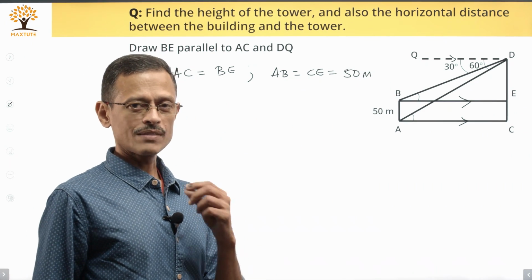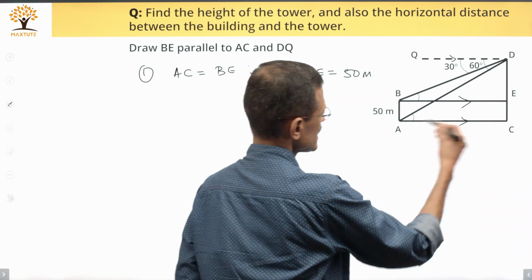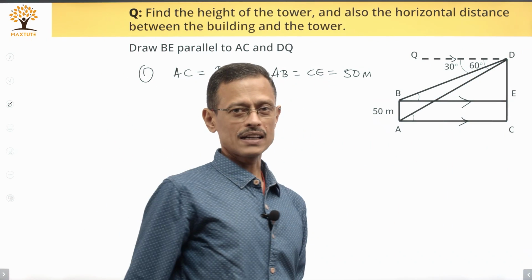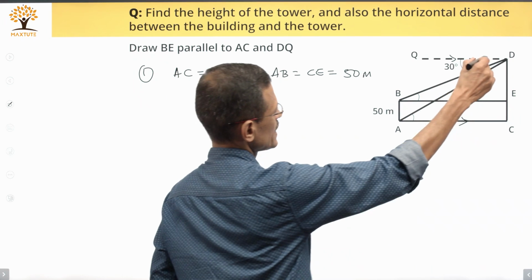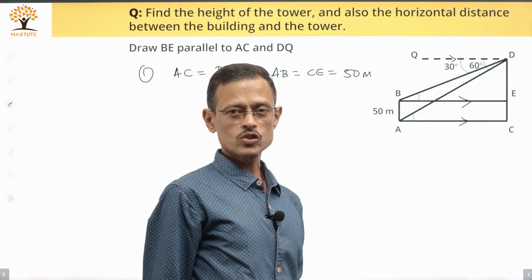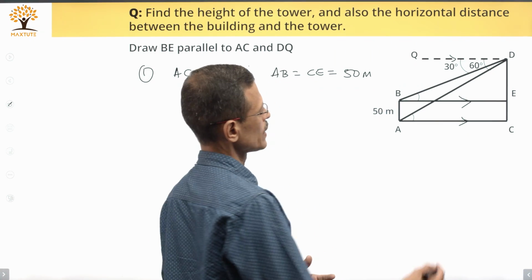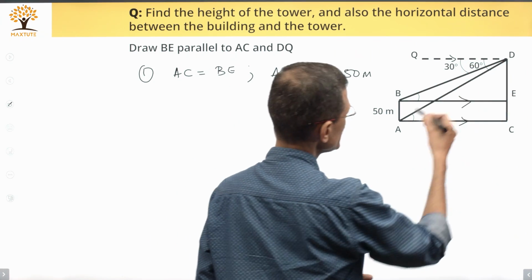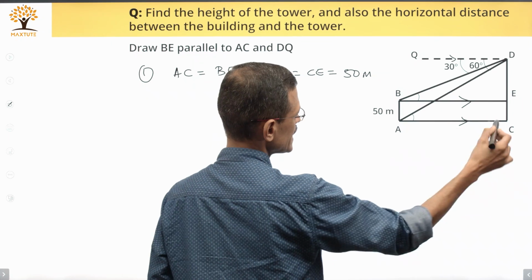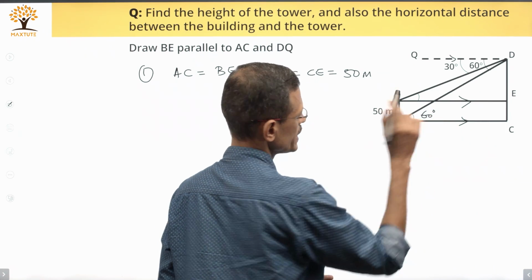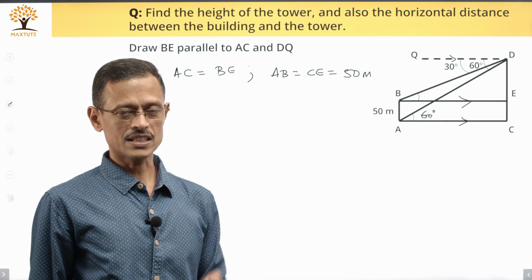Third, we will establish one more thing. AC and QD are parallel lines. We have a transversal DA that cuts through these two parallel lines. Alternate interior angles will be equal. Therefore, angle QDA will be equal to angle DAC. DAC will also be equal to 60 degrees, the first thing we have established.